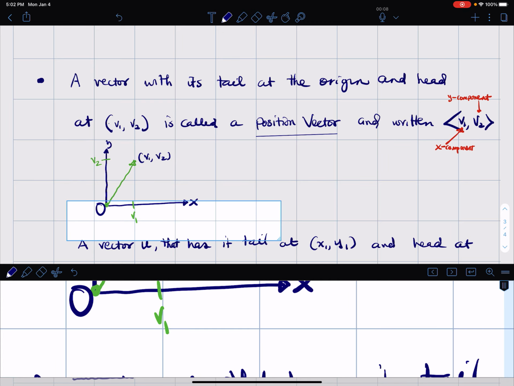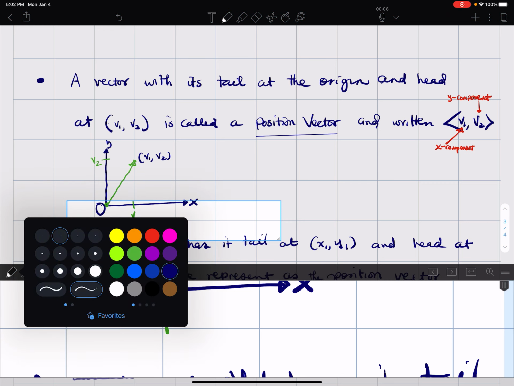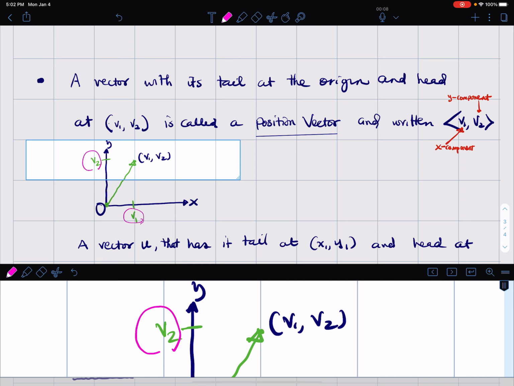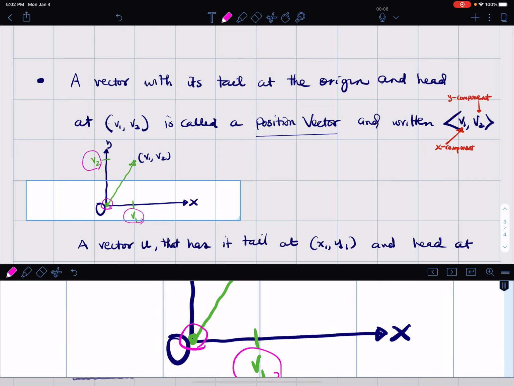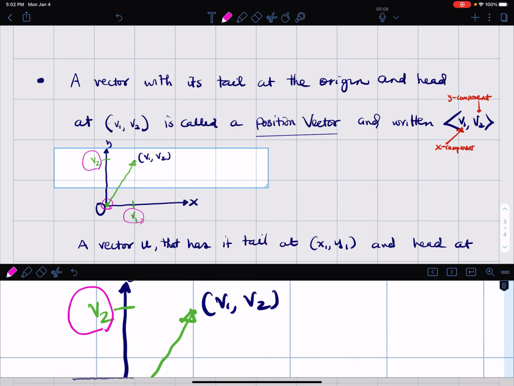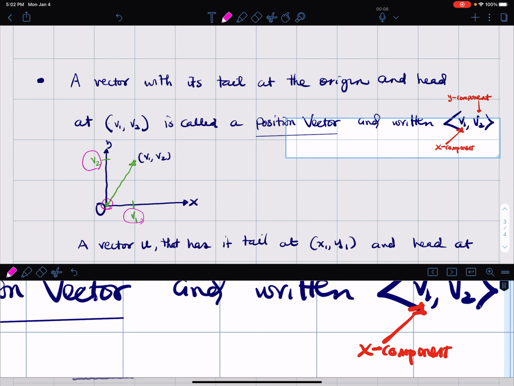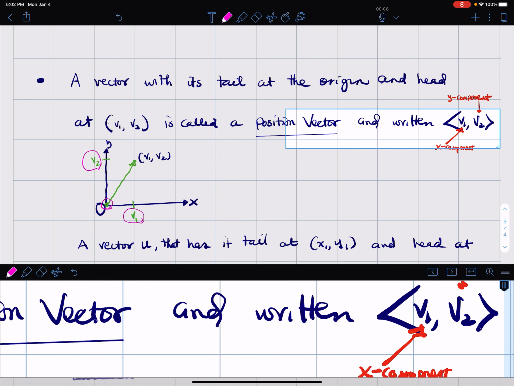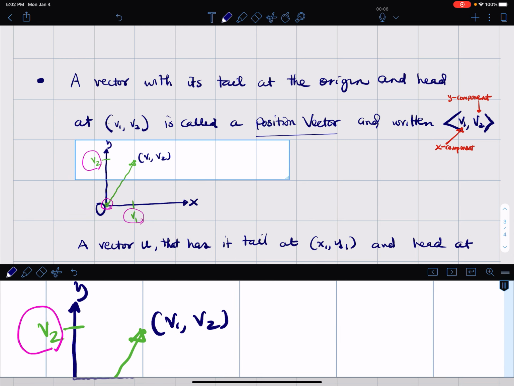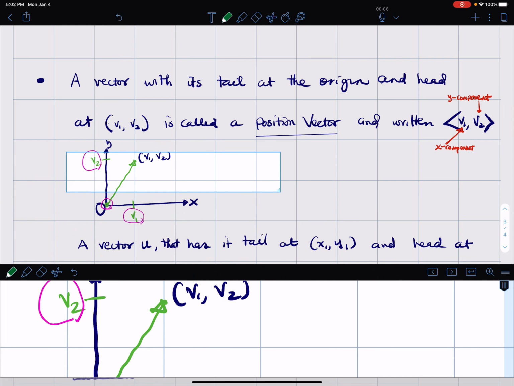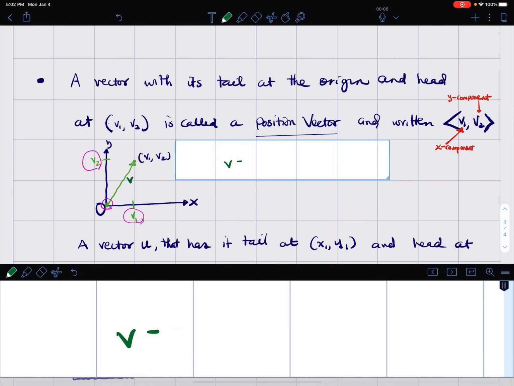Its x coordinate is v1 and the y coordinate is v2. So this vector has its tail at the origin and its head at v1, v2. It can be written as a position vector in this form. Notice that the parentheses are now like arrowed parentheses. I don't know what you call this, but I'll call it arrowed parentheses for now. So if we let this vector be v, this means that v is equal to v1, v2.